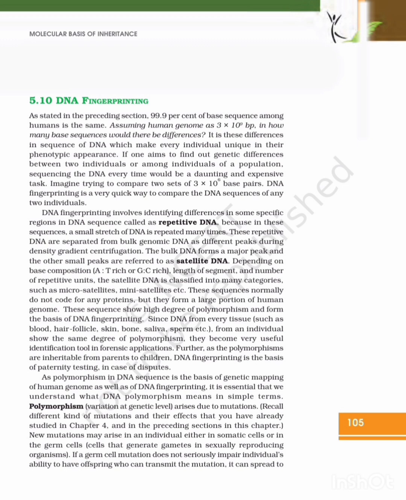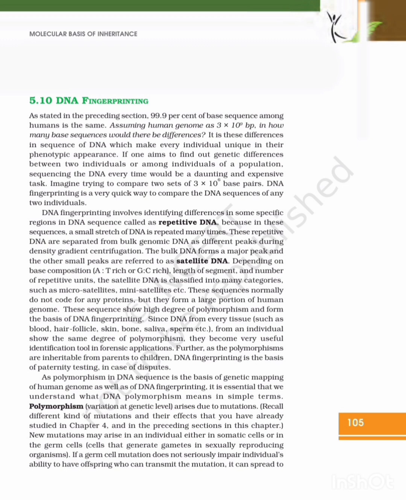Since DNA from every tissue, such as blood, hair follicle, skin, bone, saliva, sperm, etc., from an individual shows the same degree of polymorphism, it becomes a very useful identification tool in forensic applications. Further, as polymorphisms are inheritable from parents to children, DNA fingerprinting is the basis of paternity testing in case of disputes. As polymorphism in DNA sequence is the basis of genetic mapping of the human genome as well as DNA fingerprinting, it is essential that we understand what DNA polymorphism means in simple terms.